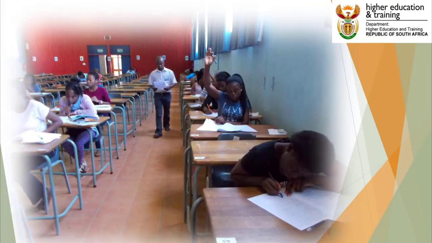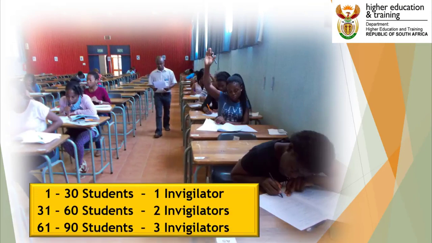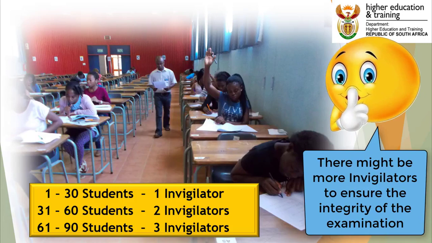Besides the chief invigilator, a minimum of one invigilator must be appointed for every 30 students writing in one venue. Look at the example. This means that for a group of up to 60 students, there should be at least 2 invigilators, although there may be more invigilators to ensure that the integrity of the examination is upheld.